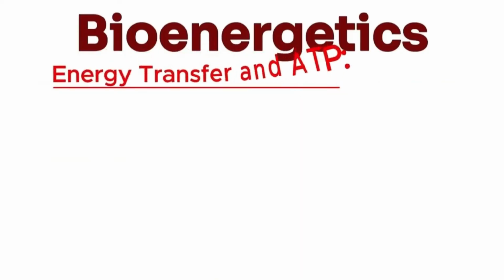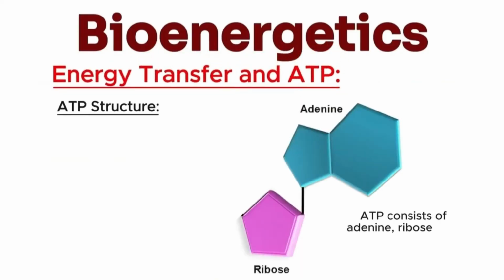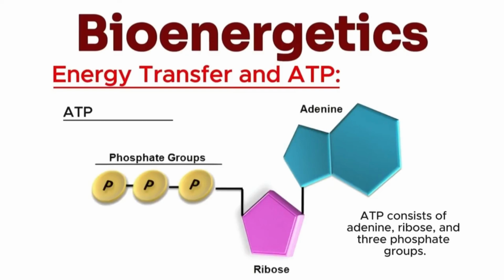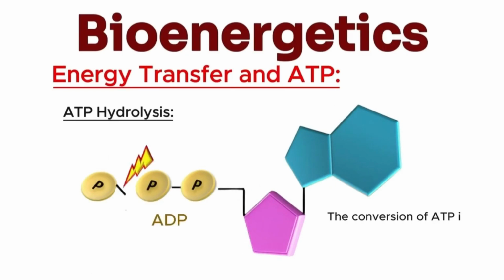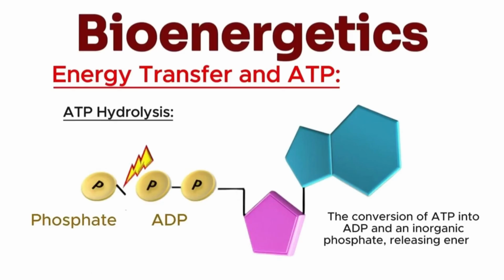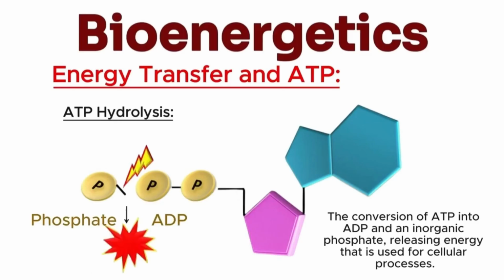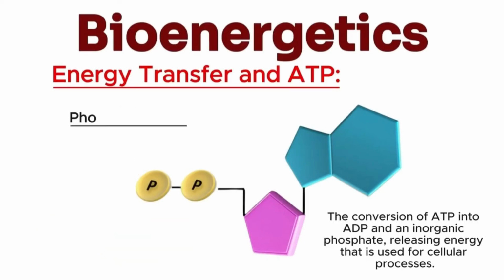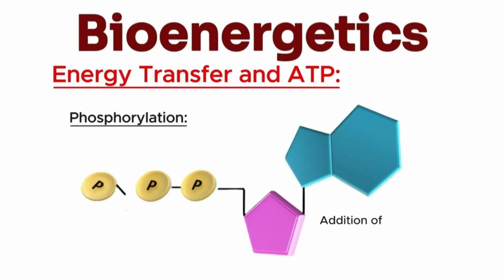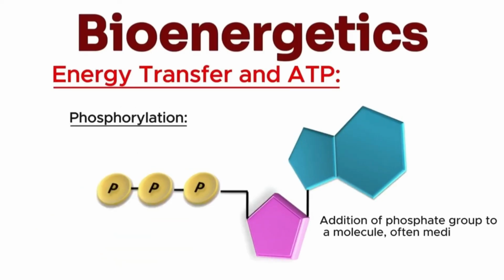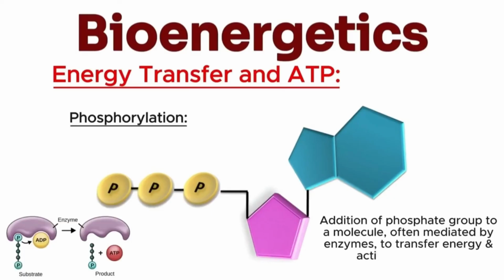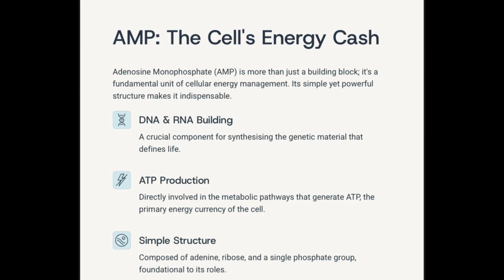Next is energy transfer and ATP. ATP consists of adenine, ribose, and 3 phosphate groups. ATP hydrolysis is the conversion of ATP into ADP and an inorganic phosphate, releasing energy that is used for cellular processes. Phosphorylation is the addition of a phosphate group to a molecule, often mediated by enzymes, to transfer energy and activate molecules. Finally, let's talk about the role of AMP, the cell's energy cache.